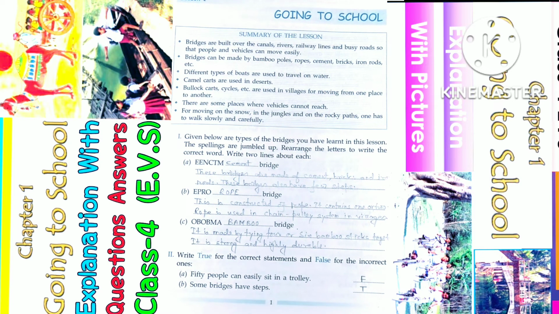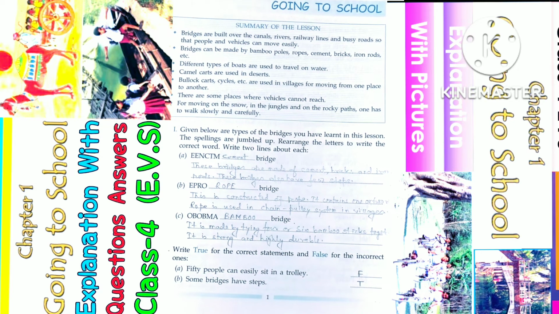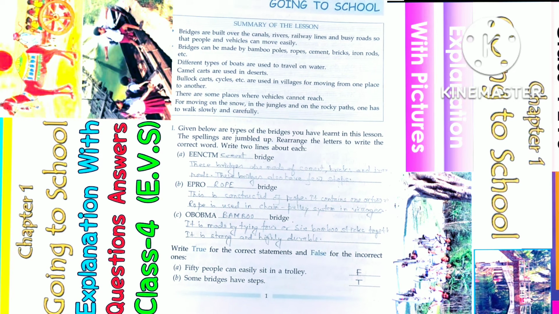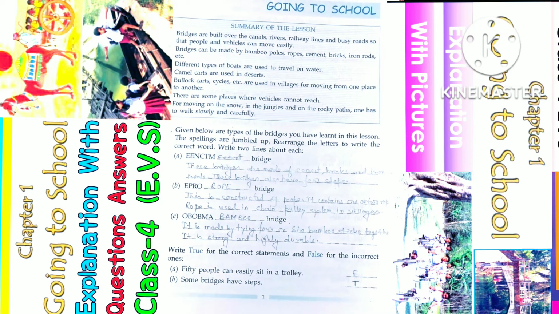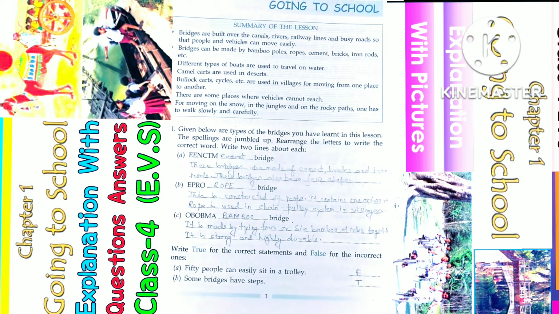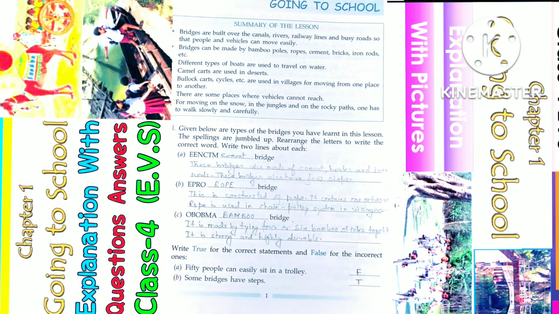Next, two, true and false. Write true for the correct statement, false for the incorrect statement. 50 people can easily sit in a trolley. It's not possible, because only 4 or 6 people can move in a trolley when the trolley is passing from one mountain to another mountain. Okay? So here it will be false.